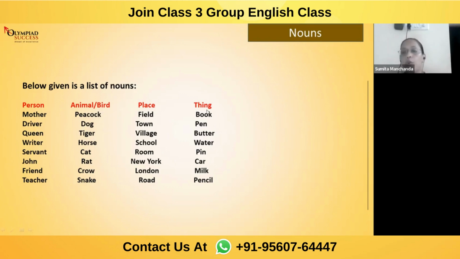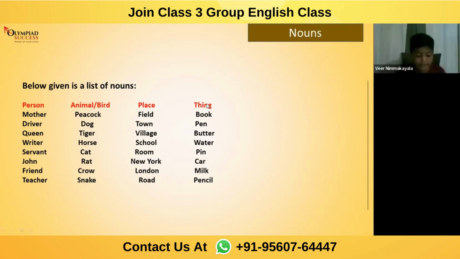Now, I want you to write four things. One should be of a person, any person I want. Don't write the ones which I have on the screen. Don't repeat the same words. Think something different. There are many. I want one person, one animal or bird, it's your choice, place, thing. Quickly write it in chat, all four together. Don't copy the ones which are there on the screen.